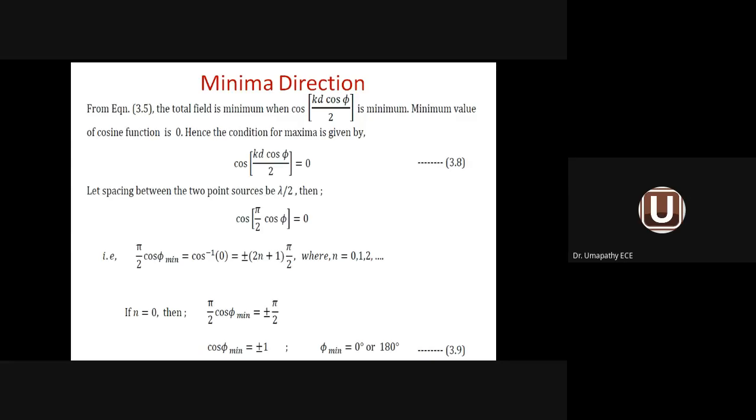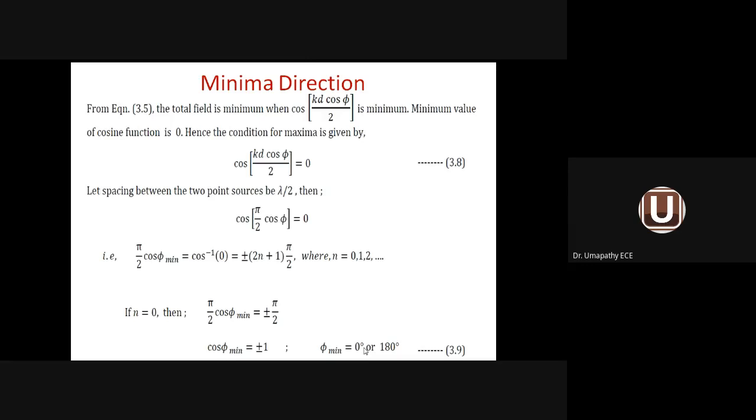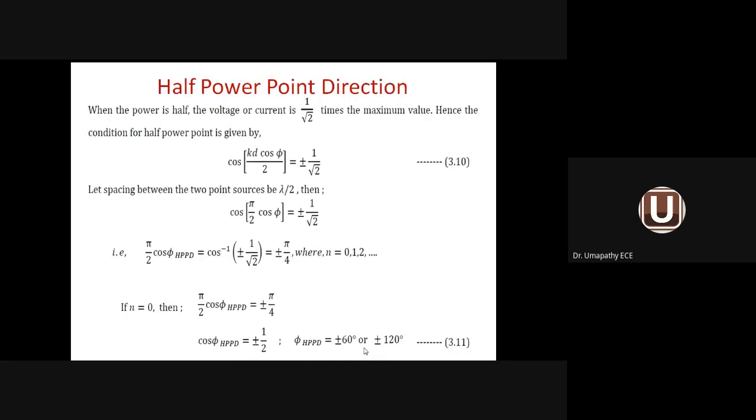Phi minimum equals 0 or 180 degrees. So I got the minimum angle. See the previous case, I got 90 and 270 for maxima, 0 and 180 for minima. But similarly, I want to find the half power point direction.